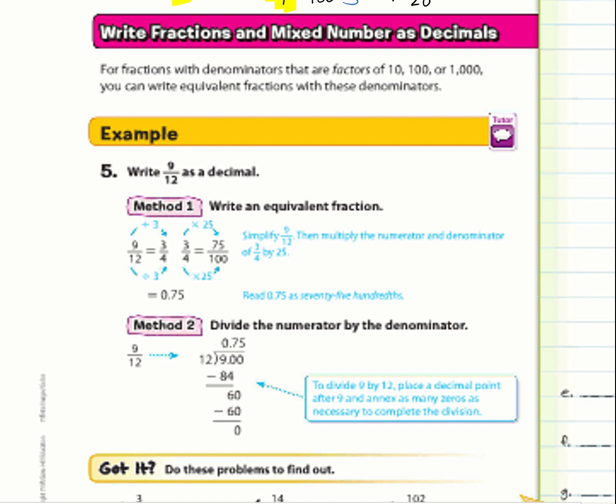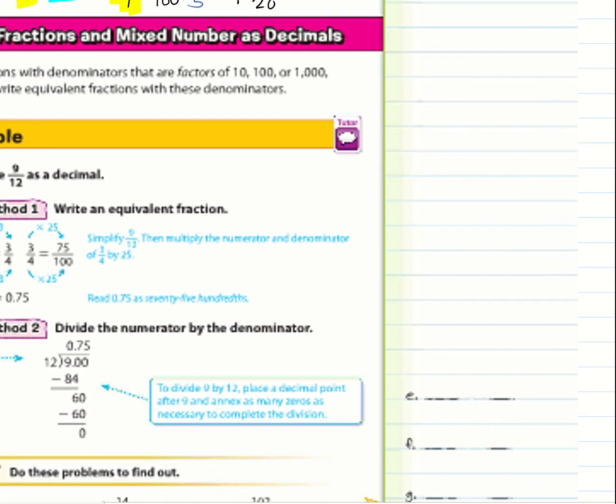So if we have 9/12 as our fraction, I'm going to work over here on the side. We have 9 over 12, and we need to get our denominator to 100. How do we get from 12 to 100? Well, one way is to simplify, because I know 3 goes into both. Divide by 3, divide by 3, and we get an equivalent fraction of 3 over 4.